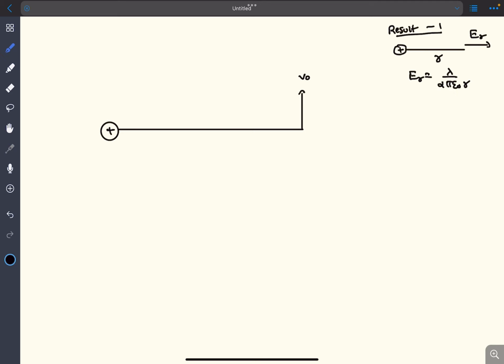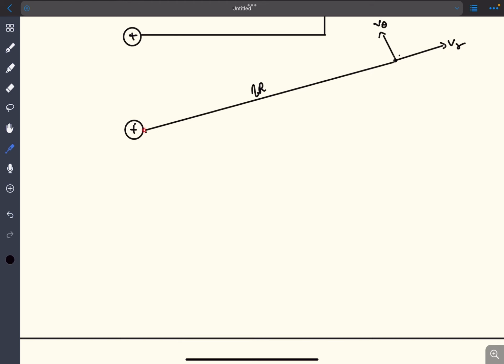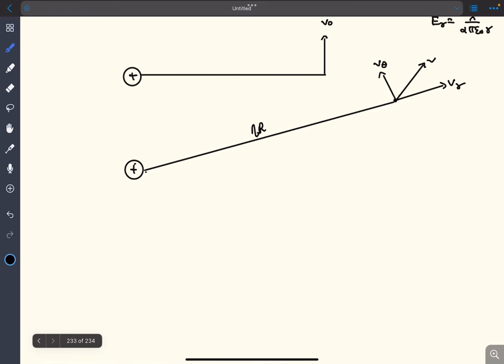So clearly, as we can see, this particle will have some radial acceleration, and hence its radial component of speed will start to increase. So let's say when the particle's distance from the line charge becomes neta times r, its radial velocity component is vr, its perpendicular component is v theta, and its net speed is v. There is only one force acting on the particle, the force due to the electric field, and that is always in the radial direction. There is no force in the perpendicular direction.